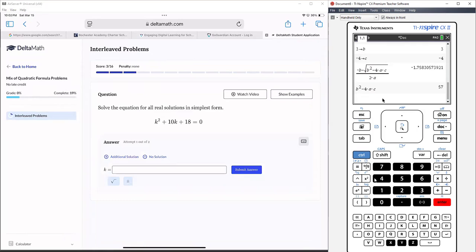All right, let's go. Next one. The leading coefficient is 1. So I store that into a. My next one is going to be 10. I'm going to store that into b. And then I'm going to take the 18, the constant, and store that into c.